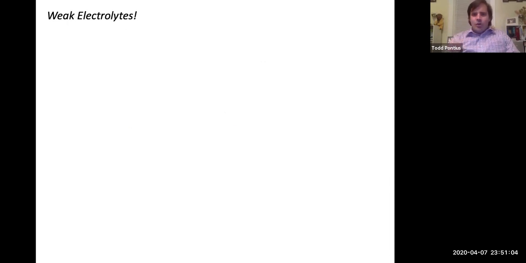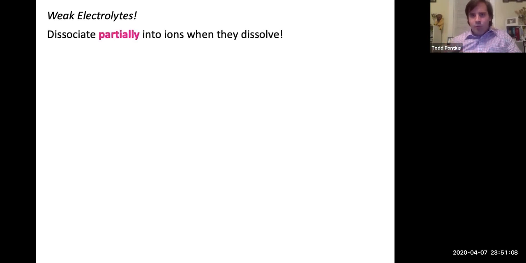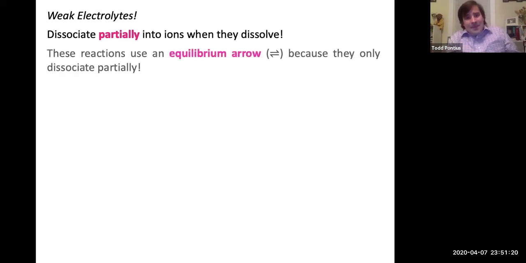Weak electrolytes. There are 2 classes of weak electrolytes that you want to recognize for Chem 110. You do want to know what weak electrolytes do. They dissociate partially. The strong ones dissociate completely. They're strong, they go all out. The weak ones, a little bit, okay? So we use the equilibrium arrow to show this process, to show it's not going completely to products.